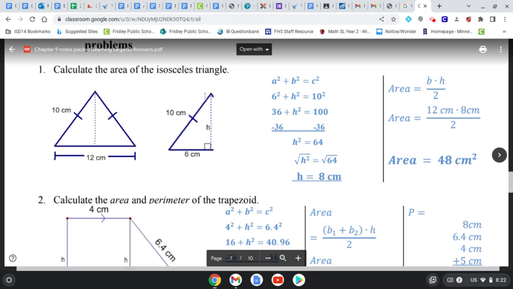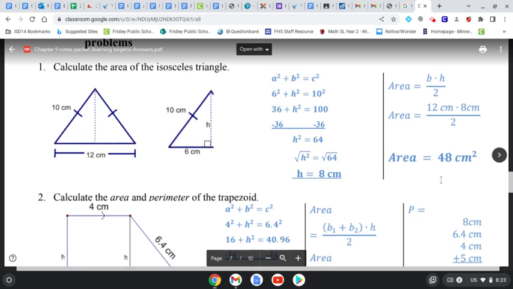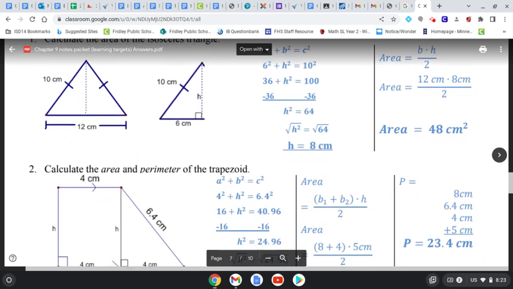So now that we know the height is 8, we can go ahead and use our base times height divided by 2 formula for the area of a triangle. So the base of the whole triangle is 12. The height is 8. And then we go ahead and divide by 2. So 12 times 8 divided by 2. 12 times 8 is 96. 96 divided by 2 is 48. And there we go. That's the area of our triangle.